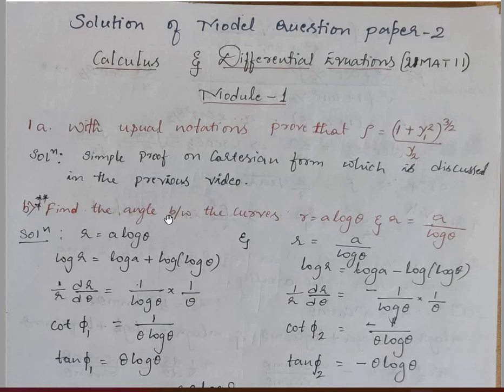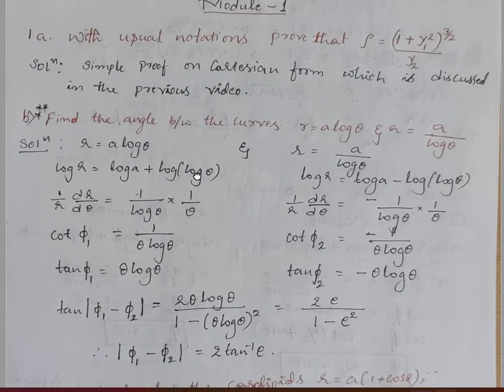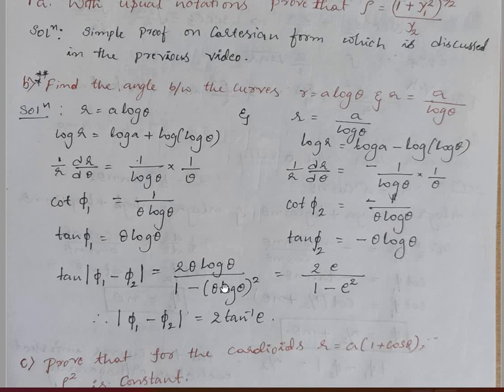As I discussed in the previous video, we can find the angle between two curves by considering tan of phi 1 minus phi 2. You know the formula for the angle between two curves: tan phi 1 minus tan phi 2 divided by 1 plus tan phi 1 tan phi 2. Using that formula, I got tan of phi 1 minus phi 2 as 2 theta log theta divided by 1 minus (theta log theta) whole square.